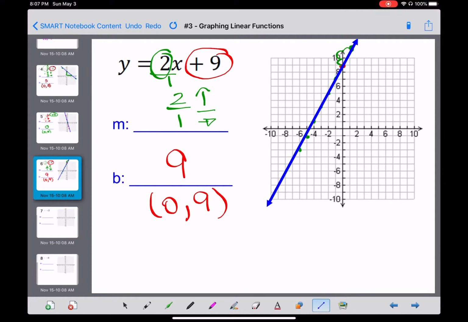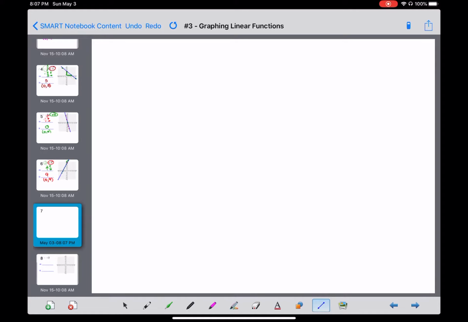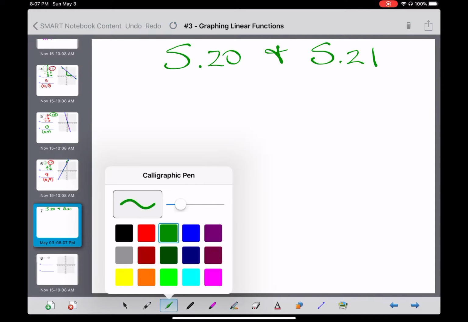Now, the next thing that I'm going to do is S20 and S21. For some of you, it was kind of hard, and for some of you, you did it in 2-3 minutes. So that's fine. We're going to learn horizontal and vertical lines. First, we're going to take a look at horizontal lines.